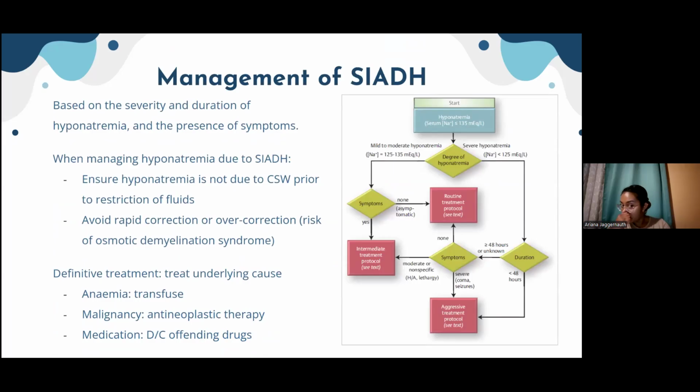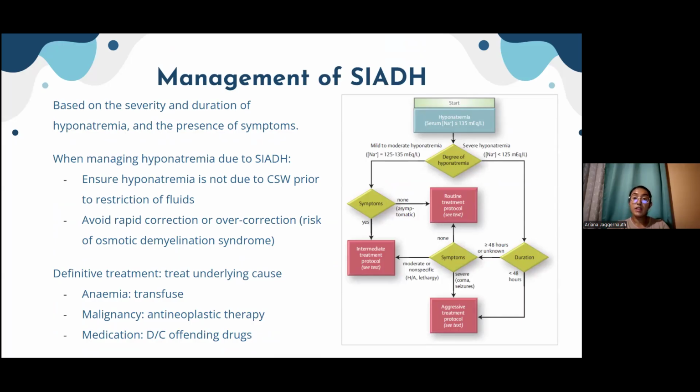So how do we manage these patients? Management of SIADH is based on the severity of hyponatremia as well as the duration of symptoms and the presence and severity of symptoms. Just going through the algorithm on the right-hand side of the screen a little bit. Again, you have a patient in hyponatremia. You need to assess the degree of hyponatremia. Is it mild to moderate or is it severe?